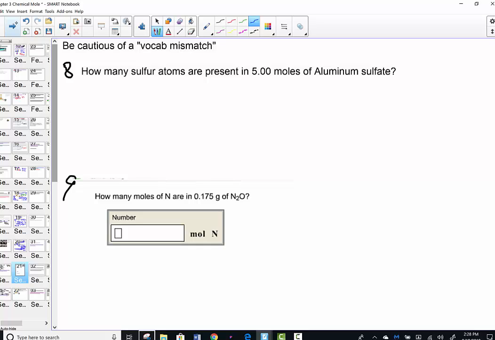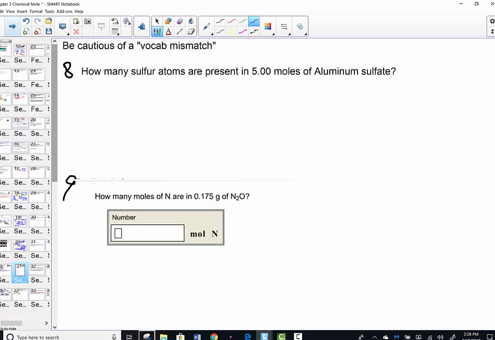I said, let's be cautious of what we call a vocabulary mismatch. What I'm referring to is, I'm just reading it through, number 8 is a vocabulary mismatch. How many sulfur atoms are present in 5 moles of aluminum sulfate? I'm asked to count individual atoms of sulfur, but I'm given something much larger called a compound. When I see that, I know that it's a trigger for me, a word clue, that it's going to be a 2-step conversion factor, a vocabulary mismatch.